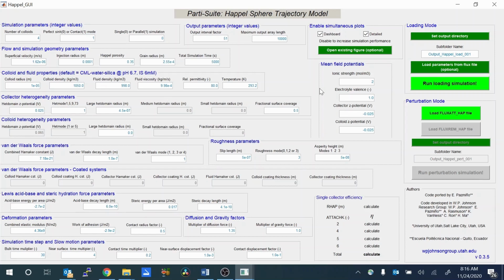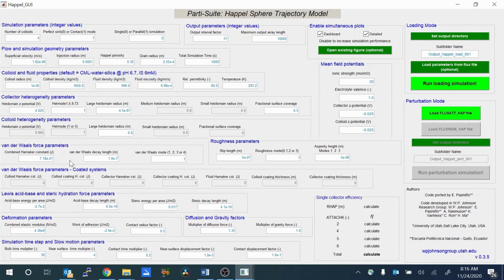I'm going to add heterogeneity to the collector surface, but before I go to the heterogeneity, I'll go over here to the mean field zeta potentials. So I'm going to have an ionic strength of 20 millimolar, a monovalent electrolyte like sodium chloride, a collector zeta potential of minus 25 millivolts, and a colloid zeta potential of minus 25 millivolts, which is reasonable for carboxylate modified polystyrene latex at 20 millimolar and a pH around 8.